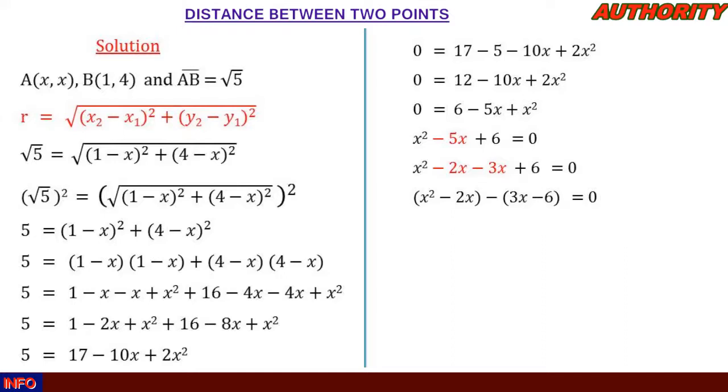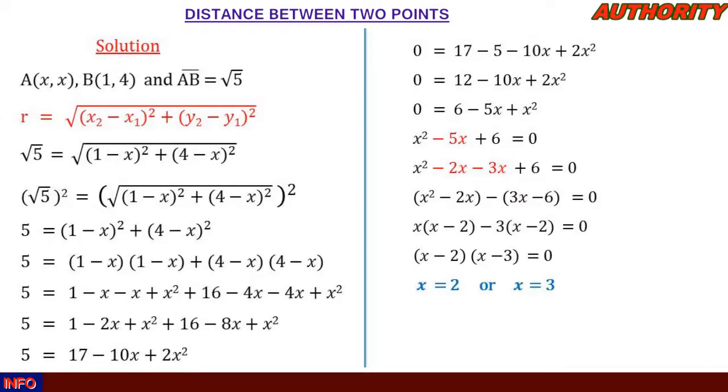Let's factor out. In the first group, we have x(x minus 2) minus 3(x minus 2) equal to 0. Here we have (x minus 2)(x minus 3). Therefore, x is equal to 2 or x is equal to 3.